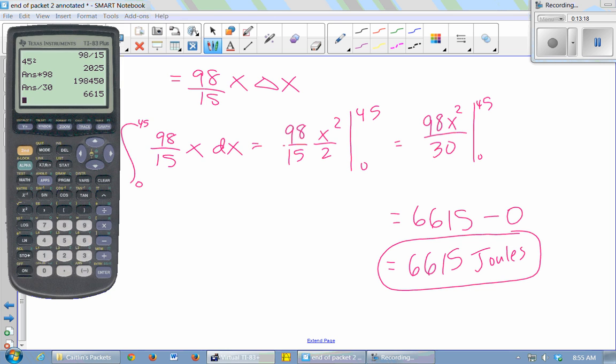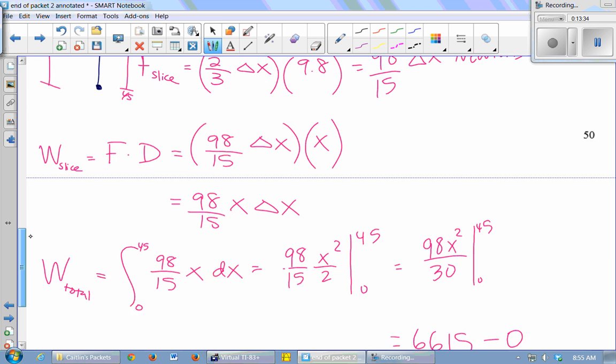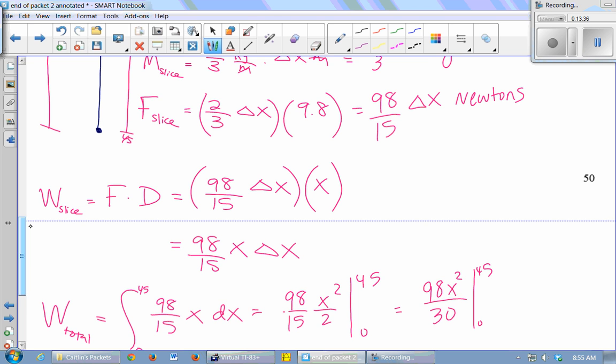So newton is a measure of force, joule is a measure of work. One thing that can help you is to try to keep track of the units of all the different expressions in your integral. So your 98/15 delta x was newtons, right? We took a moment here to remember what the units were there.